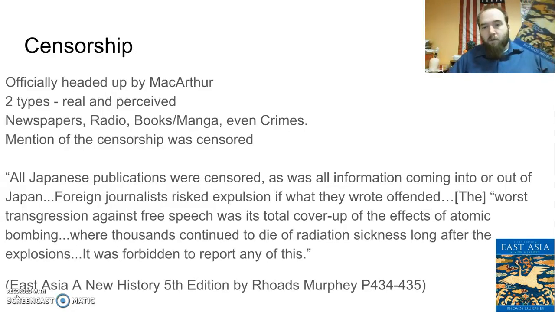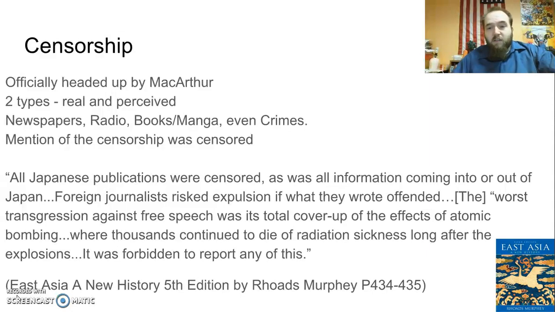But if you have this book, I pulled this quote from pages 434, 435 from the 5th edition of it. All Japanese publications were censored, as was all information coming into or out of Japan. Foreign journalists risked expulsion if what they wrote offended. The worst transgression against free speech was its total cover-up of the effects of the atomic bombing, where thousands continued to die of radiation sickness long after the explosions. It was forbidden to report any of this.